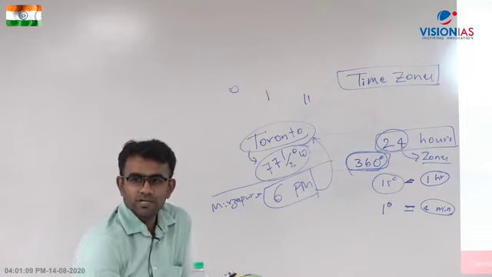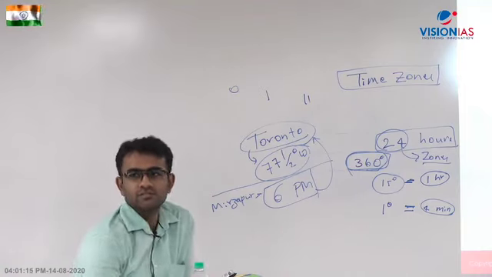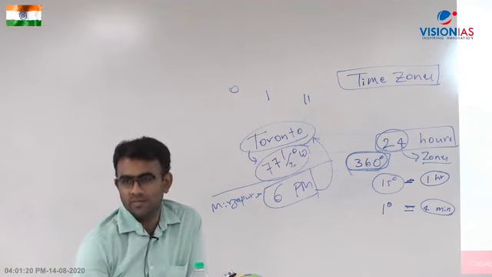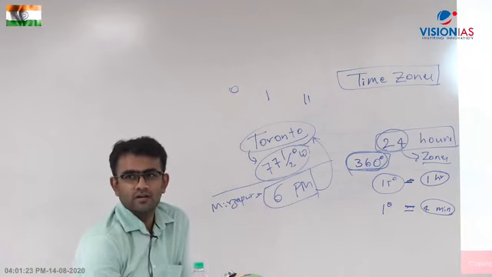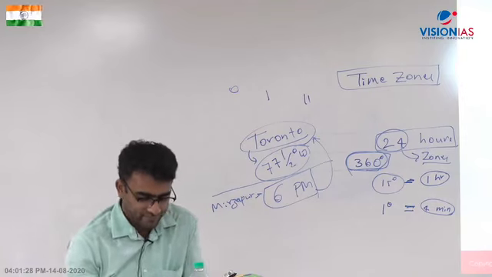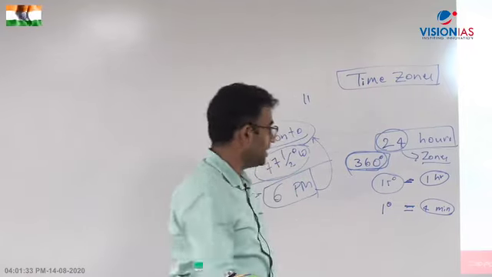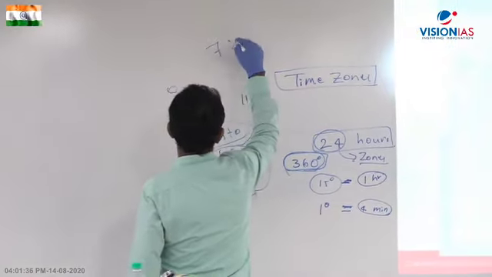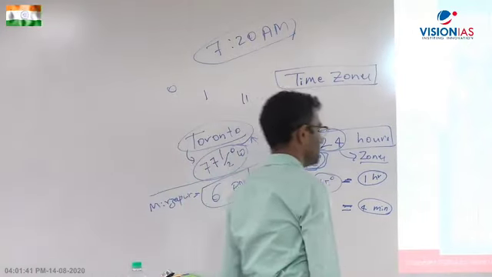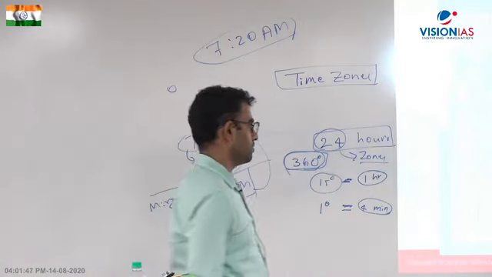So the first person to give the right answer is Ayush. Next person is Lalatendu, then Abhishek Pandey, then Harjot, and now Anmol. The answer is 7:20 a.m. It is 6 p.m. in Mirzapur. It is 7:20 a.m. in Toronto. I'll tell you how.